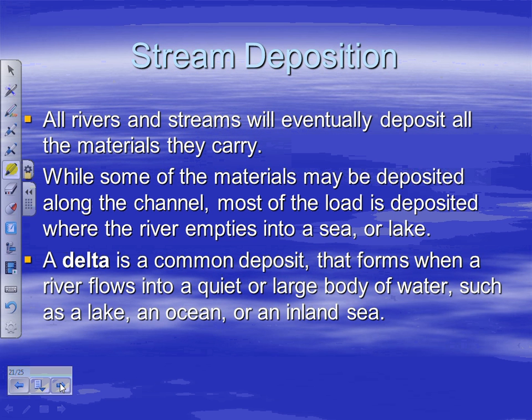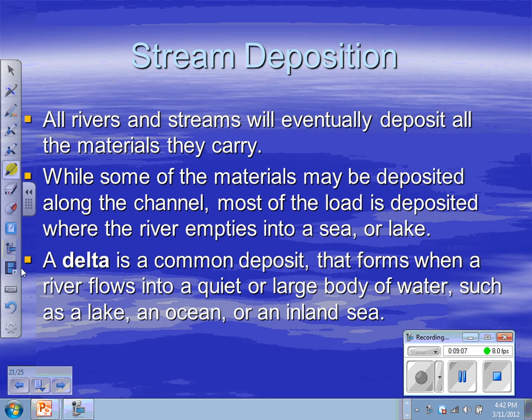Stream deposition. All rivers and streams will eventually deposit the material they carry. While some of the materials may be deposited along the channel, most of the load is deposited where the river empties into a sea or lake. A delta is a common deposit that forms when a river flows into a quiet or large body of water, such as a lake, an ocean, or an inland sea.